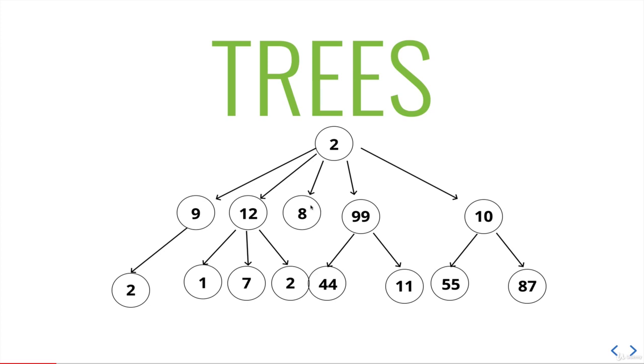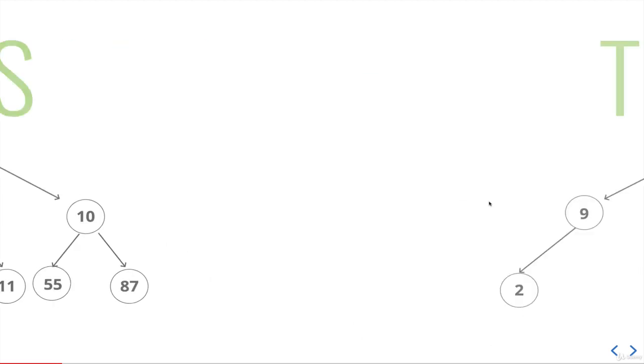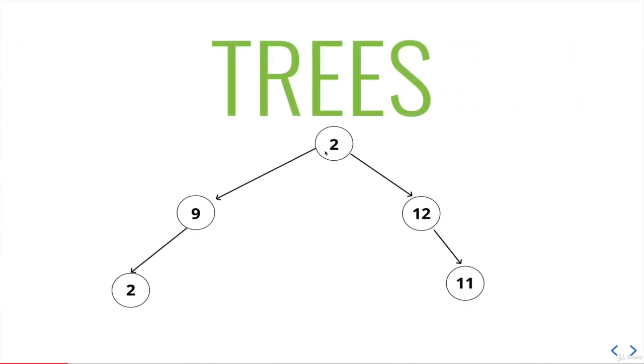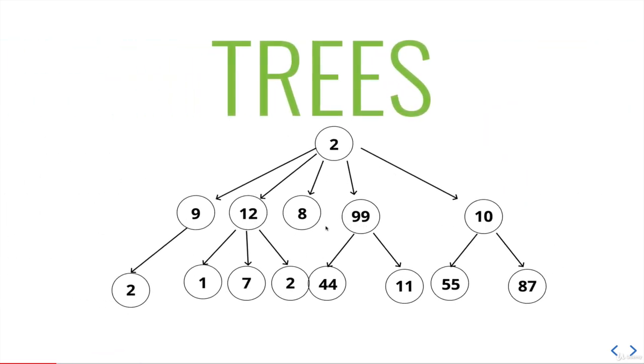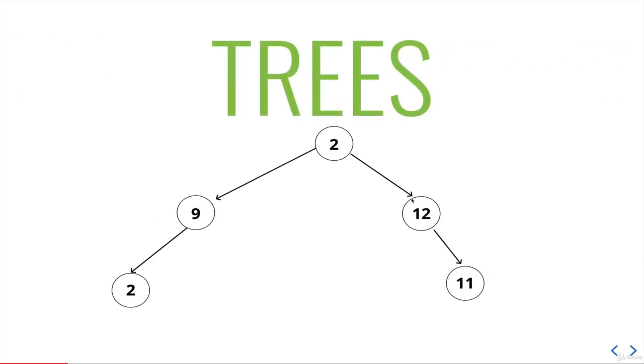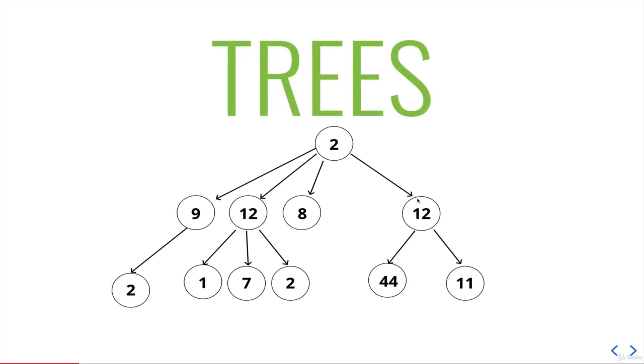Nothing comes after. 12 has 1, 2, 3 children. 99 has 2 children. 10 has 2 children, and so on. So this is an example of a tree, but they're not always like this. We might have a tree that looks like this. We have a single topmost node, and it branches off into 2 nodes. And then each of those only branches off into 1 node. So it doesn't have to be this nasty, complicated mess. It can be simple. This is also another example of a tree.